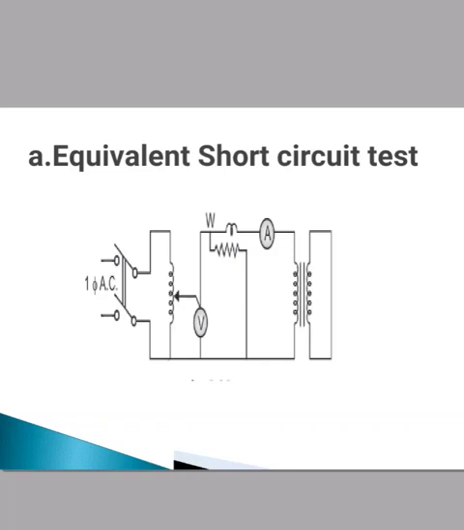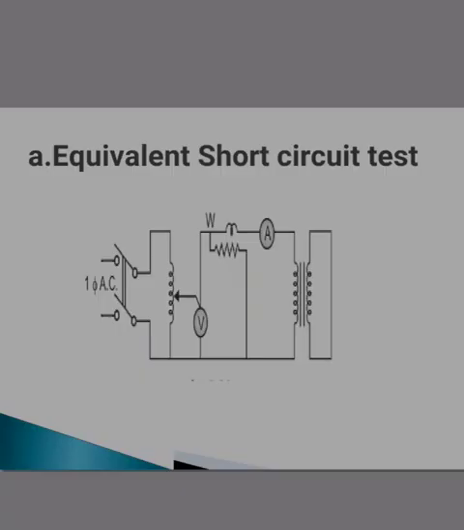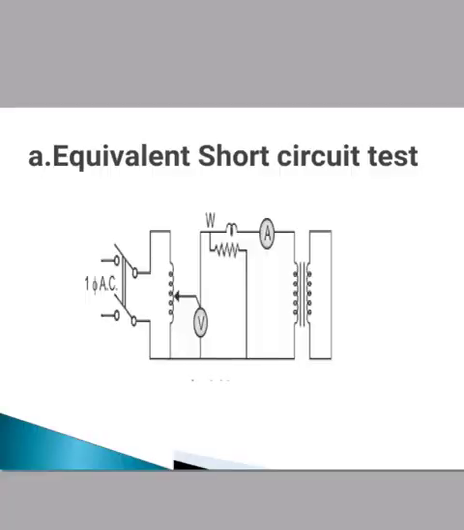This formula gives the temperature rise, where T1 is the ambient temperature, T2 is the final temperature of the winding. RT2 means resistance at temperature T2 in degrees Celsius. RT1 means resistance at temperature T1 in degrees Celsius. This is one of the methods to find the temperature rise in the transformer.